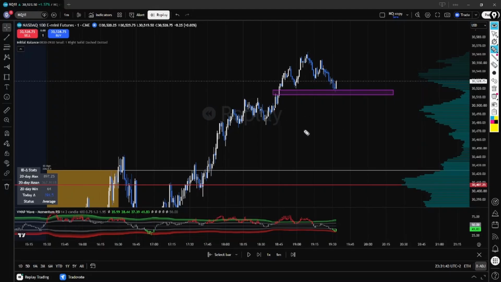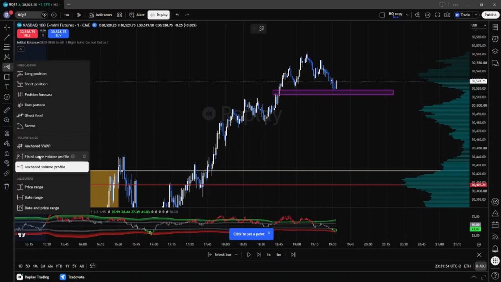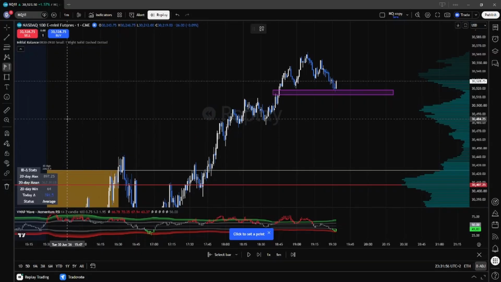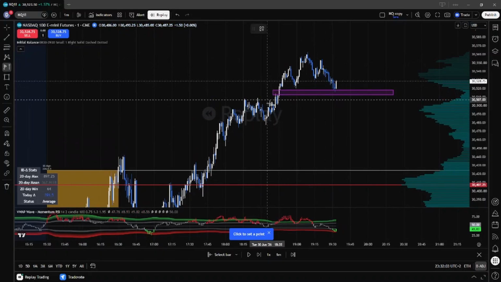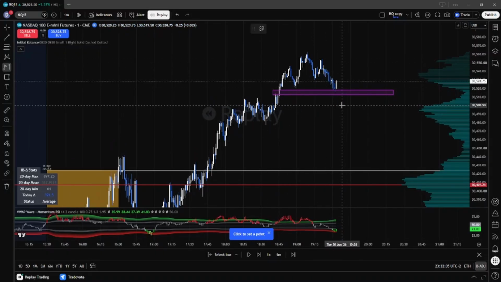Then I did this, and this is something I've noticed about the TTM trades that tend to fail. One of the things I noticed about failed trades: if you take a fixed range volume profile and attach it to this little range before your entry.